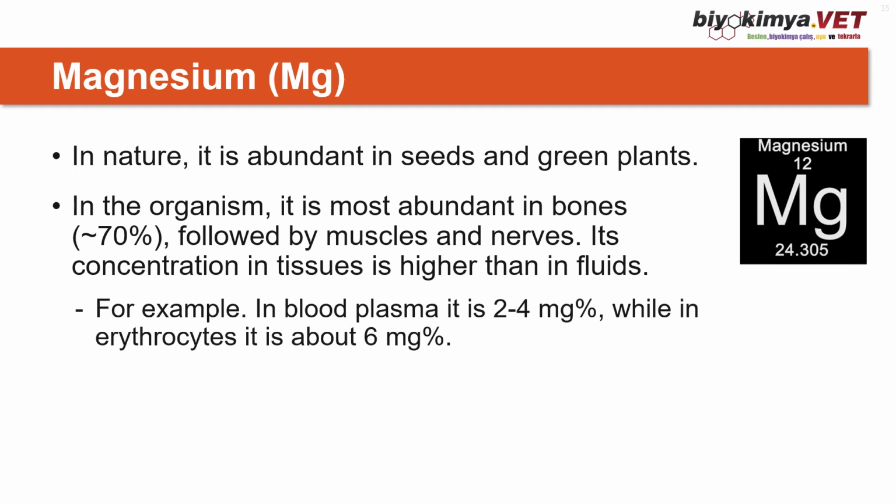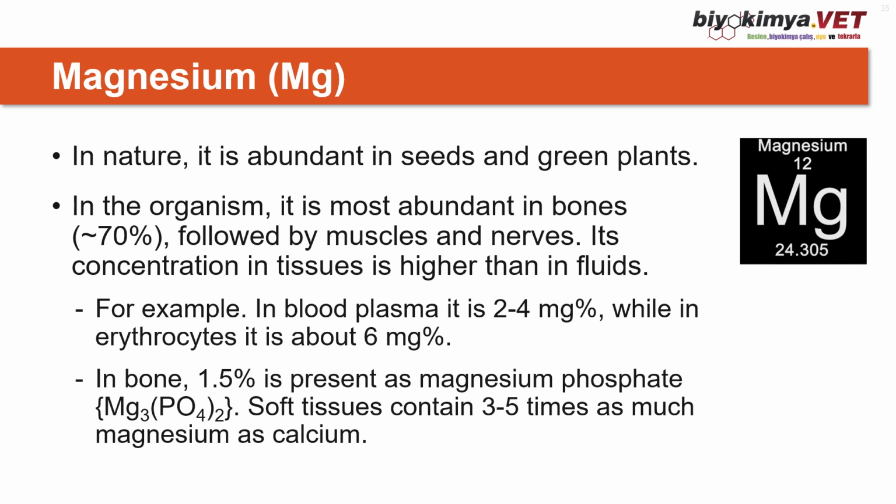For example, in blood plasma it's about 2 to 4 milligram per deciliter, while in erythrocytes it is about 6 milligram per deciliter. So the intra- and extracellular concentration of magnesium differs. In bone, 1.5% is present as magnesium phosphate. Soft tissues contain 3 to 5 times as much magnesium as calcium.